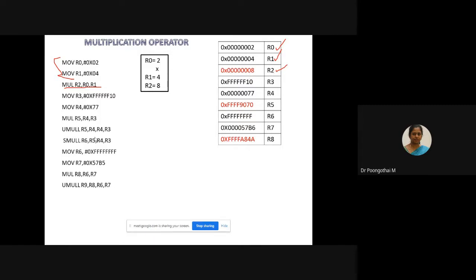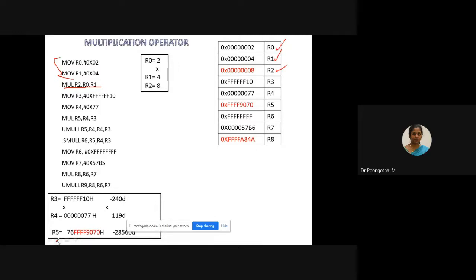Okay, and next I am going to move a 32-bit number into the R3 register. So your R3 holds this 32-bit value, and this is going to be your multiplier, 77. I am going to multiply this 32-bit number by 77, using the simple multiply operation. So what is the answer? Just do it with the calculator and tell me.